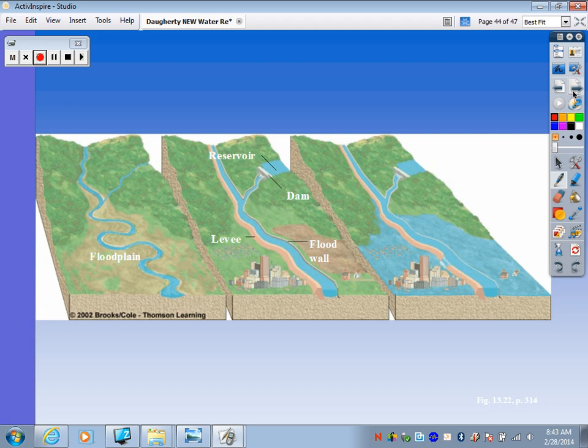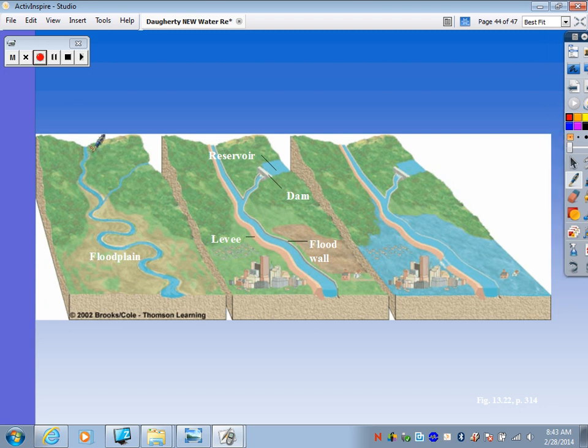I've got some pictures of that. So this is what we would call a floodplain. You've got your river meandering through here. You can see where you would traditionally have flooding. You can see all these sediments that have probably been laid down from previous floods.